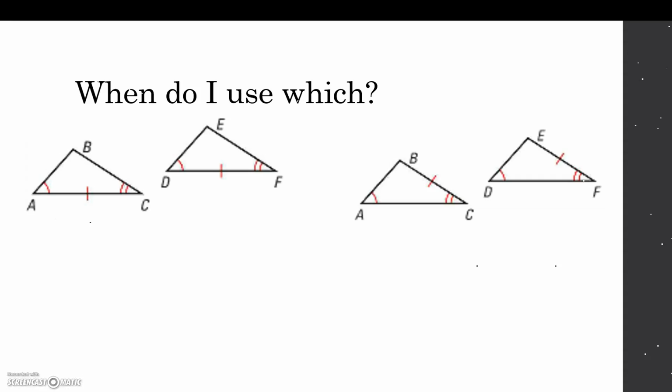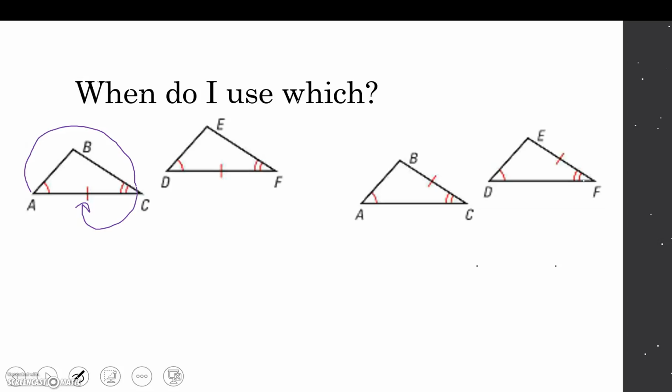So the big question is, when do I use which? The key thing here is being able to recognize first that this side is in between the two angles. But depending upon how you look at it, some students tend to think, well, if I'm looking this way, I'm going from angle to a side. So shouldn't this be angle, angle, side?